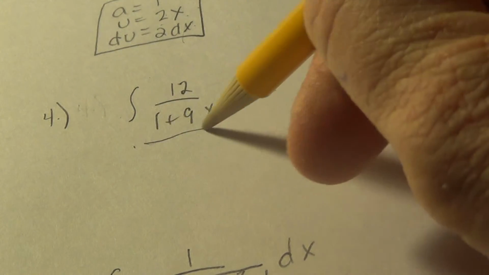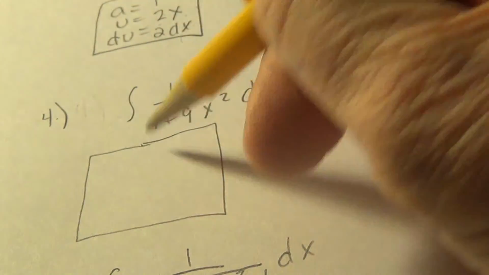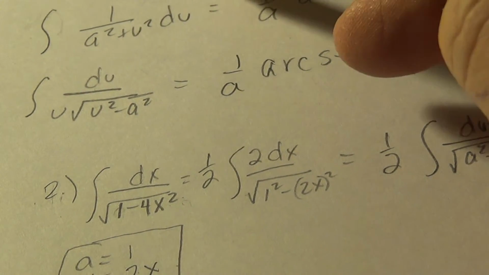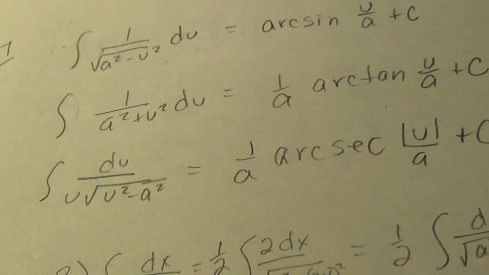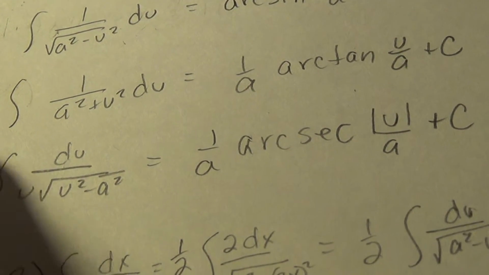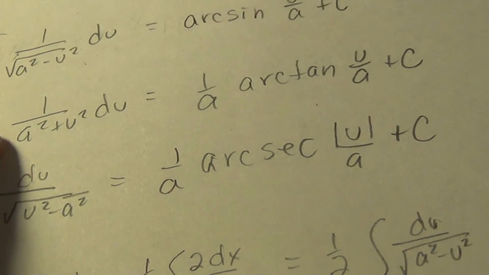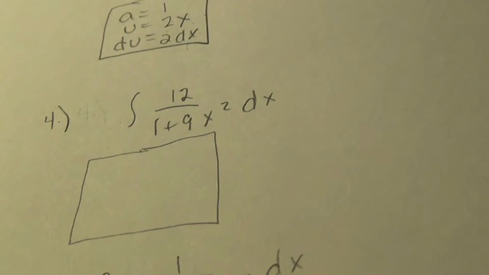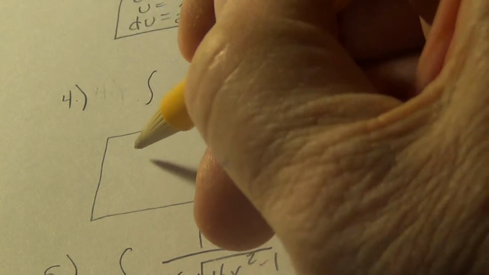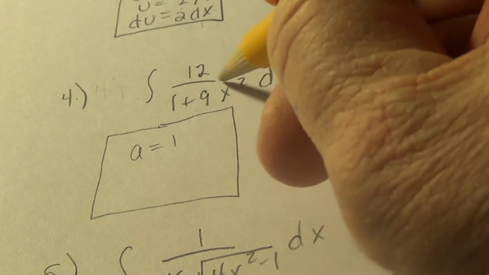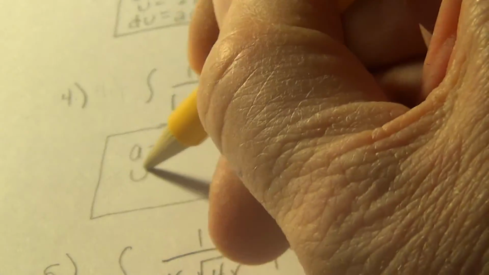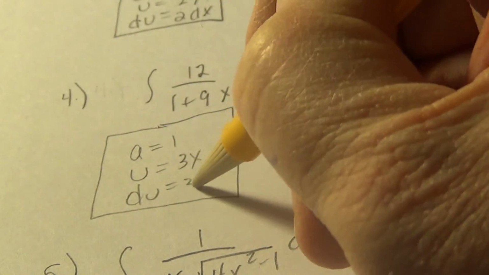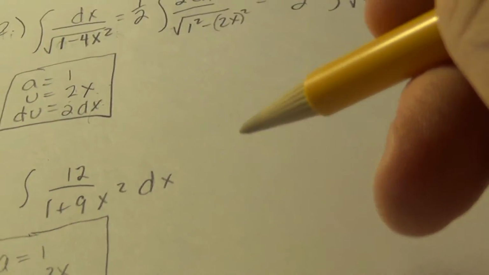So as you were making a box for this one, you can see that we're probably going to follow this formula up here where it's 1 over a squared plus u squared. So we need to find an a and a u. And looking here, my a again is 1. What was squared to get 9x squared? My u is 3x, and my du is 3dx.